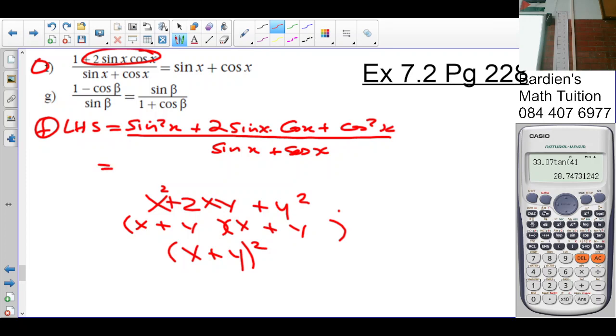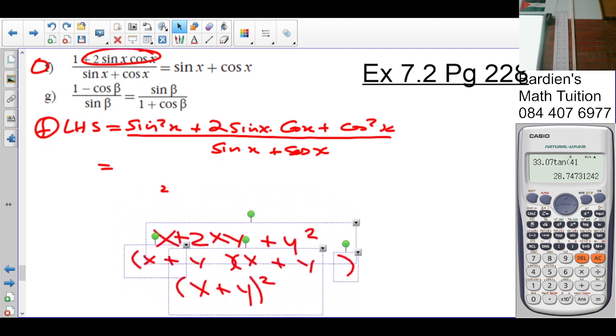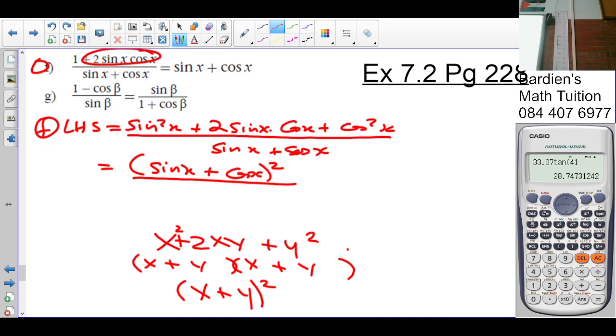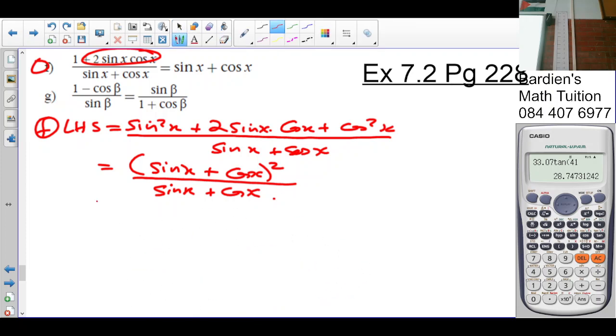So if you look at this in mind now, when I get into account, that would simply be, if x is sine, it will be sine x plus y, which is cos x. And it must be all squared over sine x plus cos x. So what happens now? Sorry? That sine x plus cos x cancels with one of them. Not so? Gives you a sine x plus cos x over 1, which is sine x plus cos x, which is equal to the right hand side. Okay.